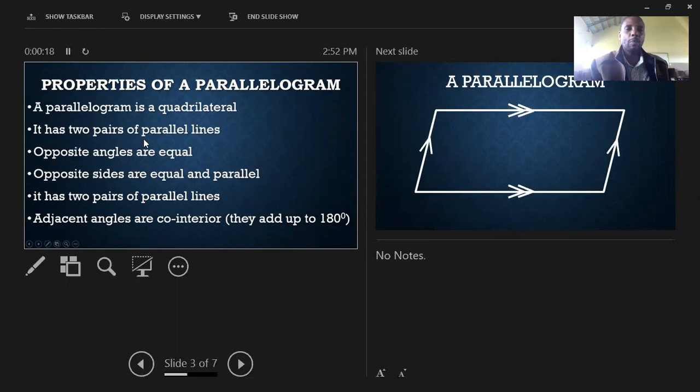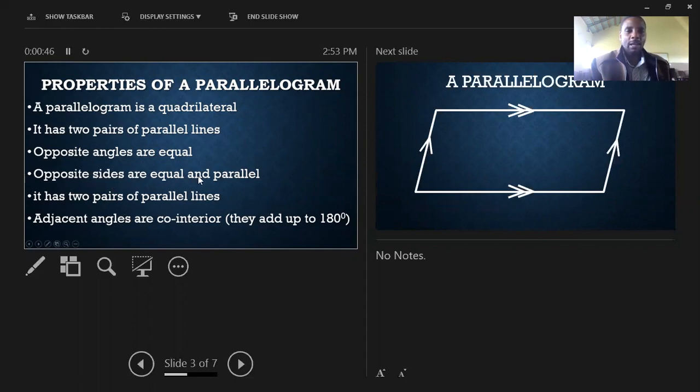It has two pairs of parallel lines. This line and this line are equal. That's a pair. This line here and the opposite line there are equal. Opposite angles are equal. This acute angle here and this acute angle here are equal too. Then this obtuse angle here and the other obtuse angle there are equal. Then it has two pairs of parallel lines. We have already seen that.